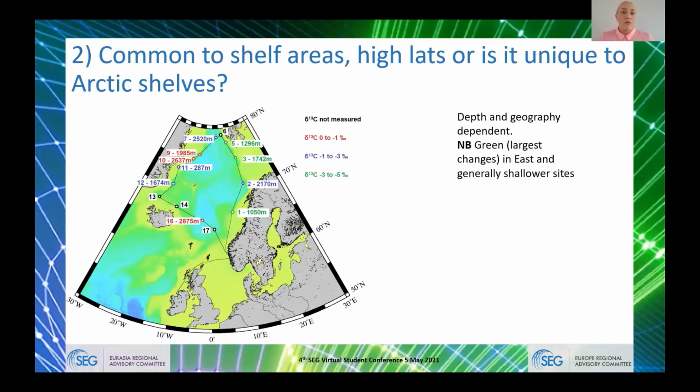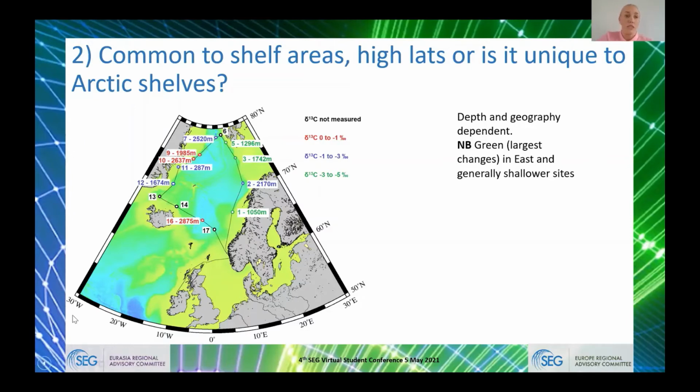So is this common to certain areas like shelf areas and so on? Here I have a map of the different stations, and I have colored them. The green ones are the ones with the lowest delta C13, so they are the stations with the most organic matter being respired, while the red ones have less, at the highest delta C13. You can see that all of the green stations are situated on the east side of my study area, while the other ones are on the west side.